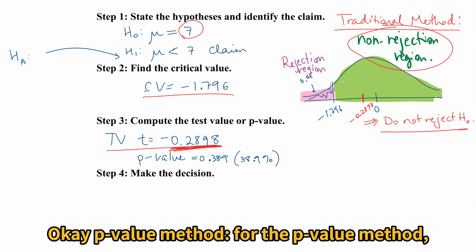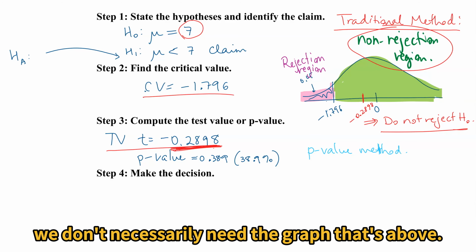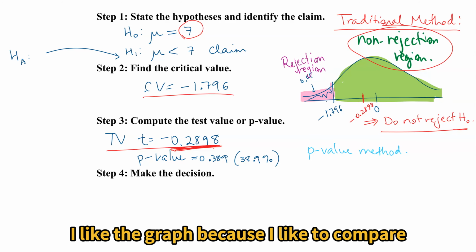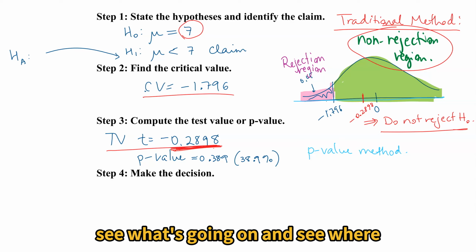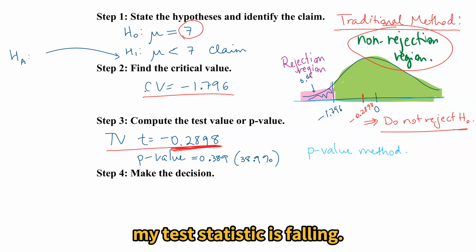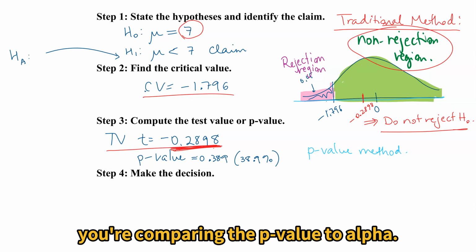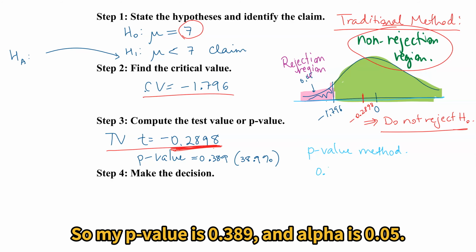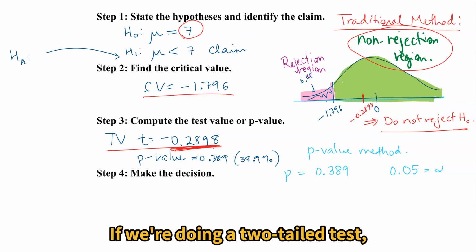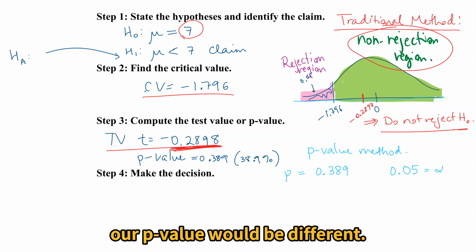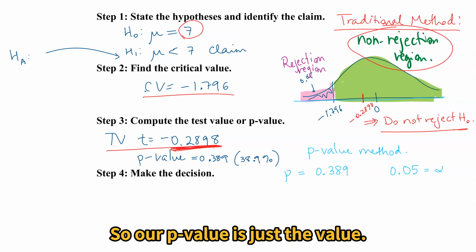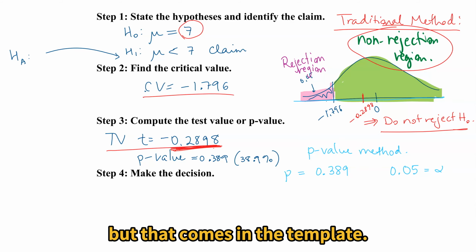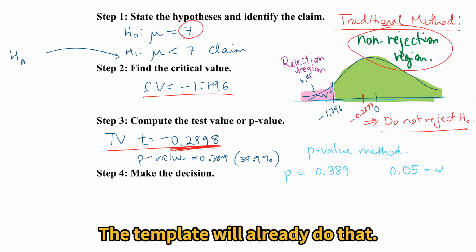Okay, p-value method. For the p-value method, we don't necessarily need the graph that's above. I like the graph because I like to compare numbers on a number line. It helps me as a visual learner see where my test statistic is falling. For the p-value method, you're comparing the p-value to alpha. So my p-value is 0.389 and alpha is 0.05. If we're doing a two-tailed test, our p-value would be different, so we need to be careful. This is a one-tailed test, so our p-value is just the value. If we're doing a two-tailed test, we have to double the p-value. But the template will already do that.